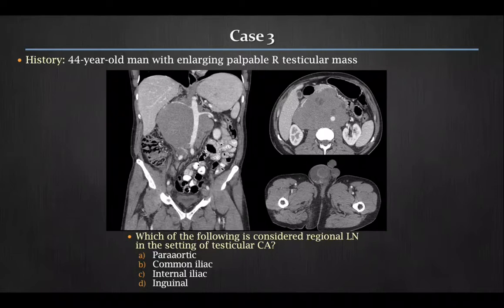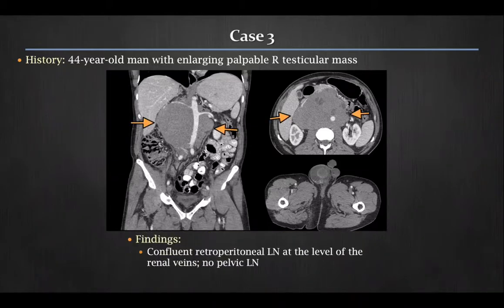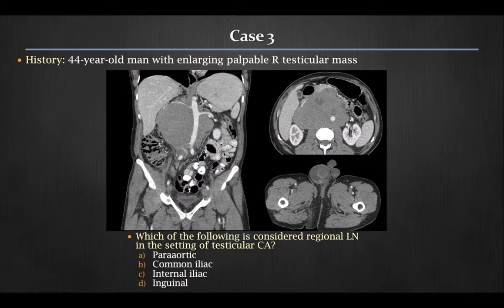Third case is a 44-year-old man with an enlarging palpable right testicular mass. So the findings here are confluent retroperitoneal lymph nodes at the level of the renal veins, and the coronal and selected image of the pelvis shows no enlarged pelvic lymph nodes, and you also see part of a right testicular mass. So the multiple choice question for this is, which is considered regional lymph node disease in the setting of testicular cancer, and the correct answer is periaortic lymph nodes.